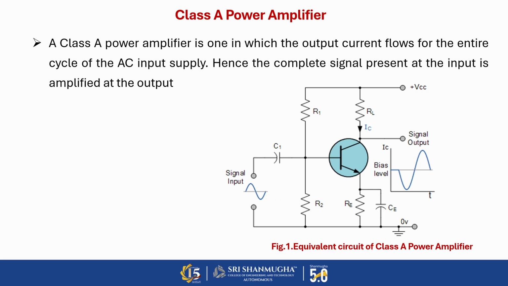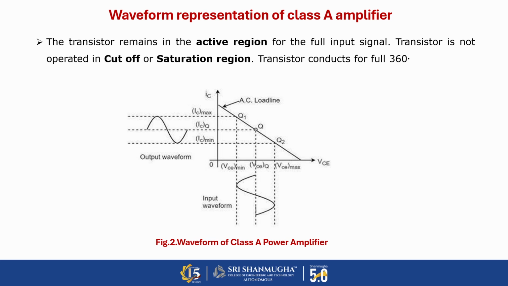Next one, waveform representation of the class A power amplifier. So this is the waveform representation. In general, in BJT CE configuration characteristics, we have 3 Q points. The Q point is always located in the active region. The line drawn between IC and VCE is denoted as the AC load line. Based on the conditions, we are plotting the AC load line. Q is nothing but the operating point or quiescent point. So we are placing the Q point only in the active region. Then only the biasing conduction will take place in the proper region.